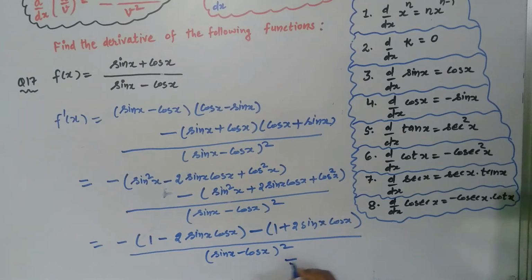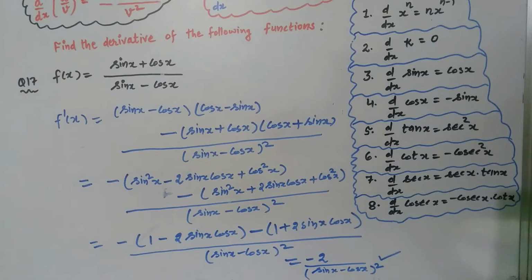Now further we can write this as minus 1 is minus 2, minus minus plus 2 sin x cos x, this is minus, so cancelled, minus 2 divided by (sin x minus cos x) its whole square. So this is the final answer, right?